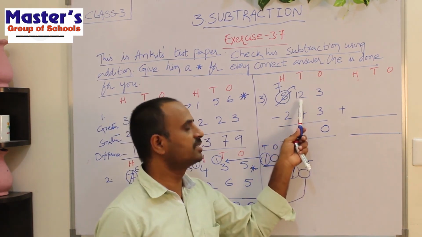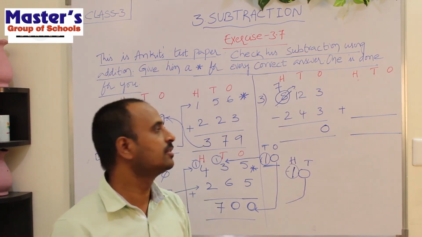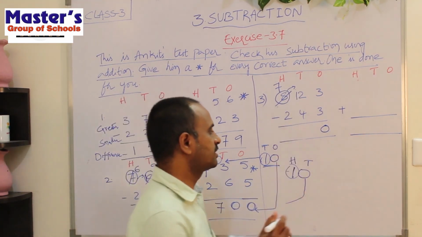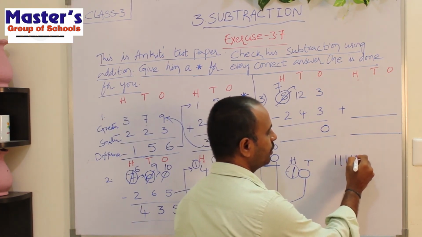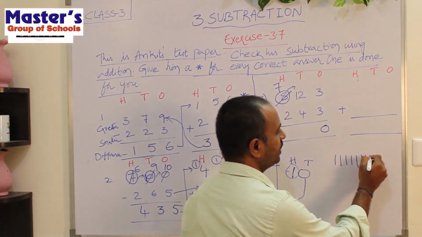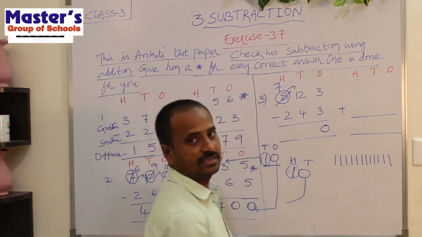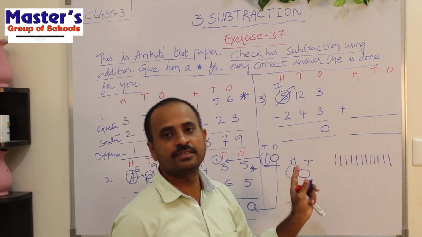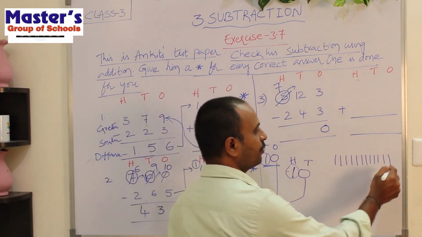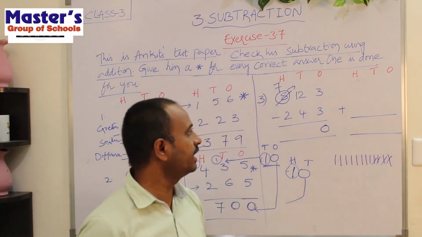Now this is 12 and we have only 10 fingers. We cannot do this subtraction on our fingers. So just draw 12 lines in your notebook. 1, 2, 3, 4, 5, 6, 7, 8, 9, 10, 11, 12. And what is the second number here? 4. So strike off 4 lines among the 12 lines. 1, 2, 3, 4. I have struck off 4 lines.